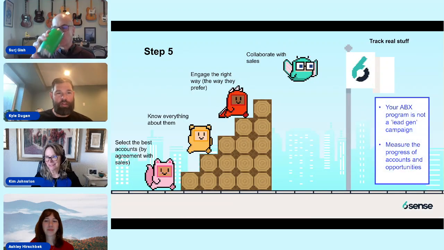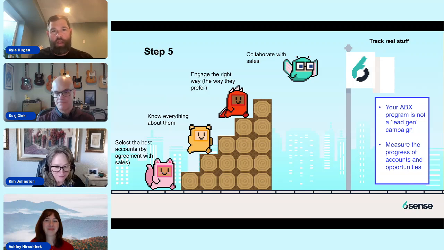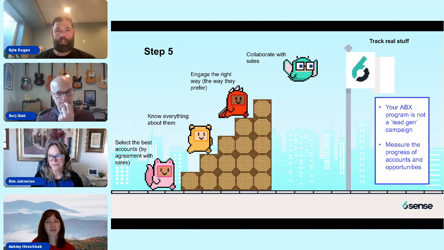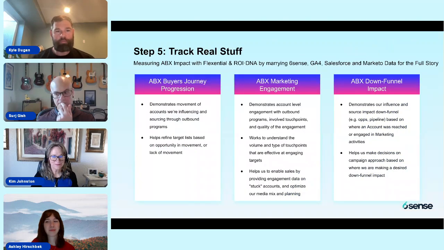All right. So we'll hop into step 5 here, and that is going to be tracking real stuff. You've gone through every other step. It's time to show what the results are. And yeah, we're going to hear kind of what they tracked and how they measured it.